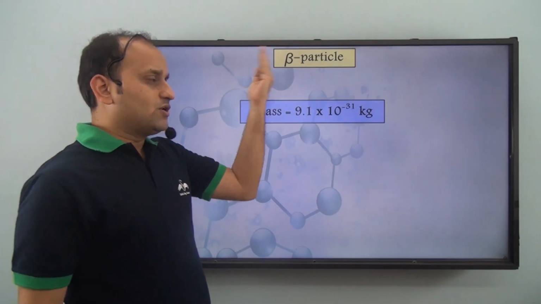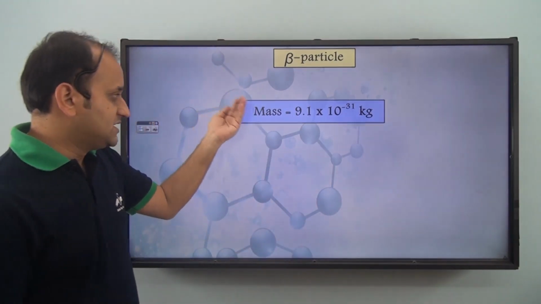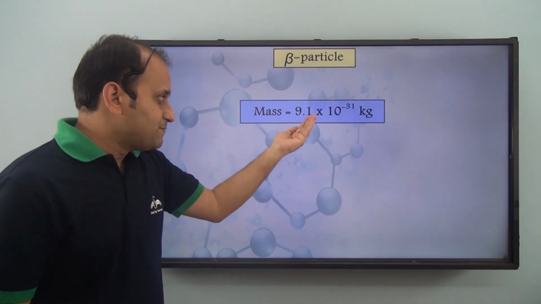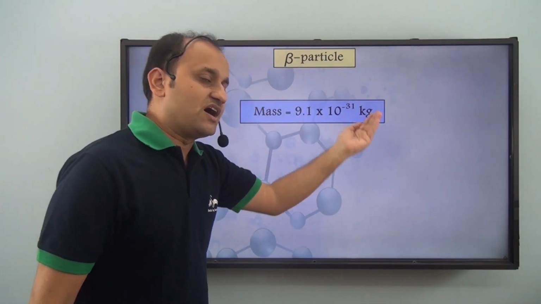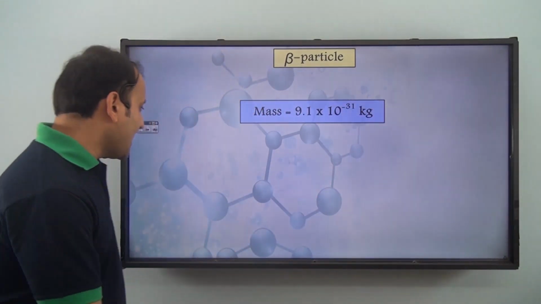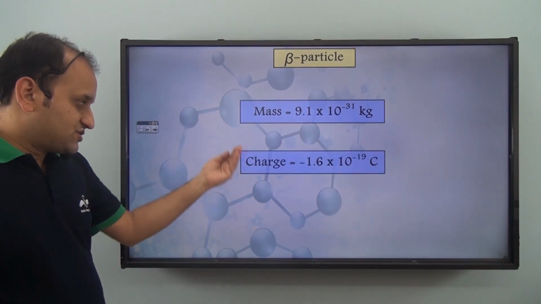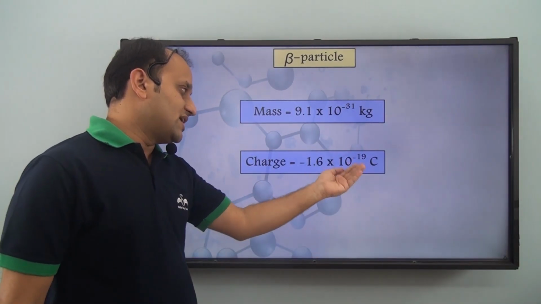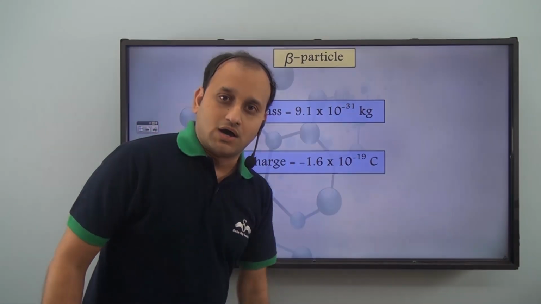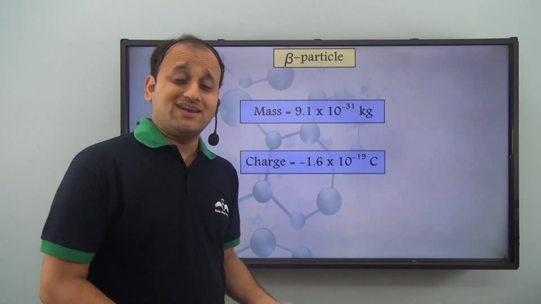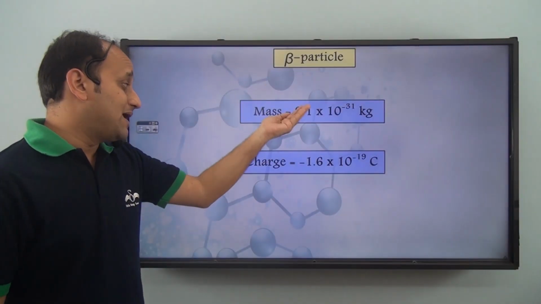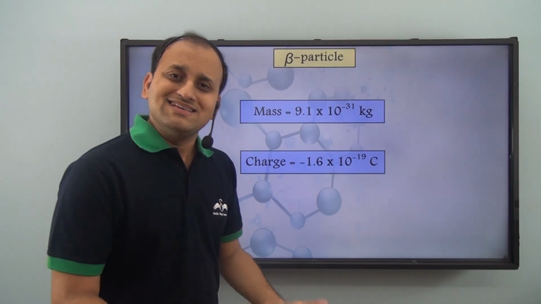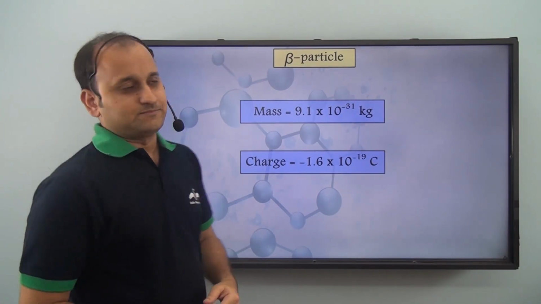Now, what about the mass of a beta particle? The beta particle's mass is 9.1 × 10^-31 kilograms, and its charge is equal to -1.6 × 10^-19 coulombs. As it is identical to an electron, its mass and charge are both the same as an electron.